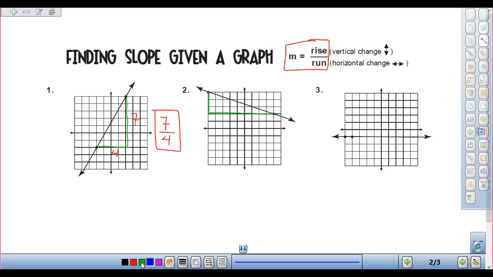Okay? So this guy, my rise is 3. My run is 9. Okay? So is it going up or down? It's going down, so I have to throw a negative sign out in front. And then I have to reduce this, because 3 over 9 can be reduced. 1/3. So my slope is a negative 1/3. And you do have to pay close attention to your positives and your negatives.